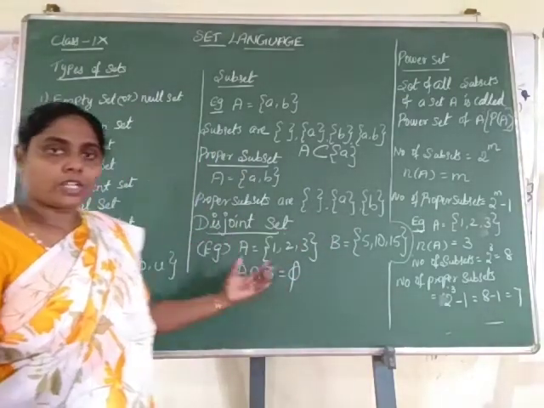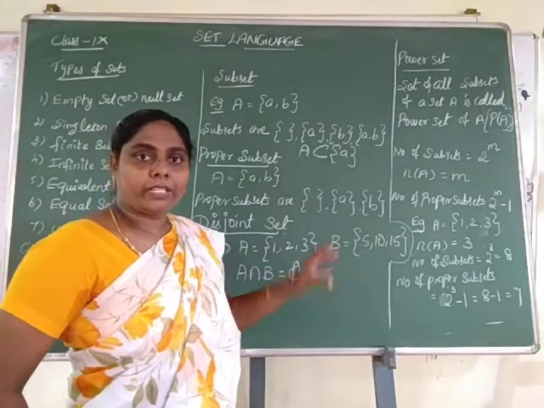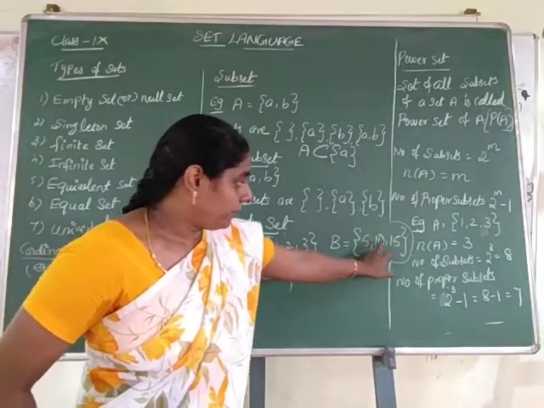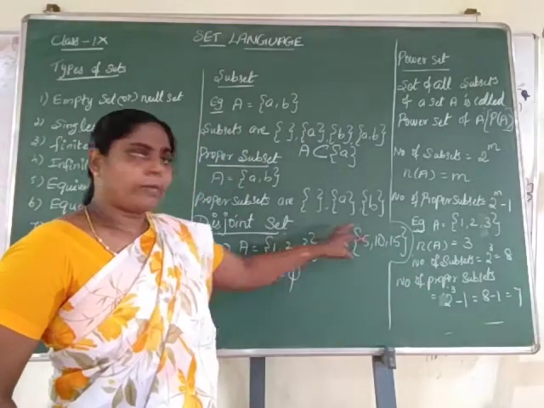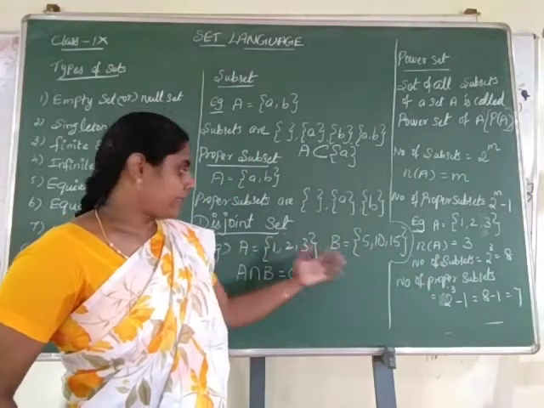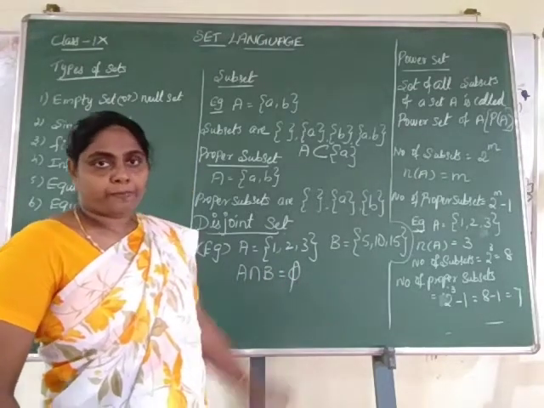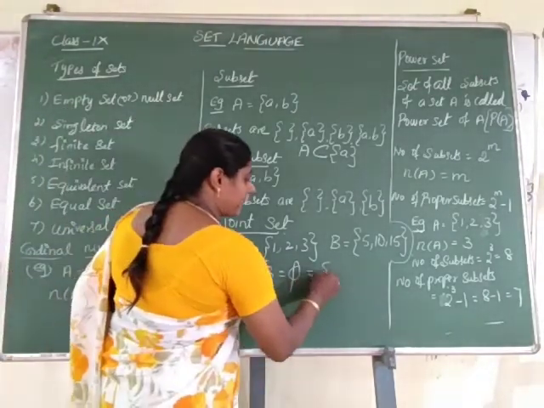Disjoint set. Disjoint means there is nothing common between two sets. That means set A is equal to 1, 2, 3 and set B is equal to 5, 10 and 15. Is there any common element between A and B? There is nothing. So A intersection B is equal to the null set. Otherwise you have to write like this, empty set.